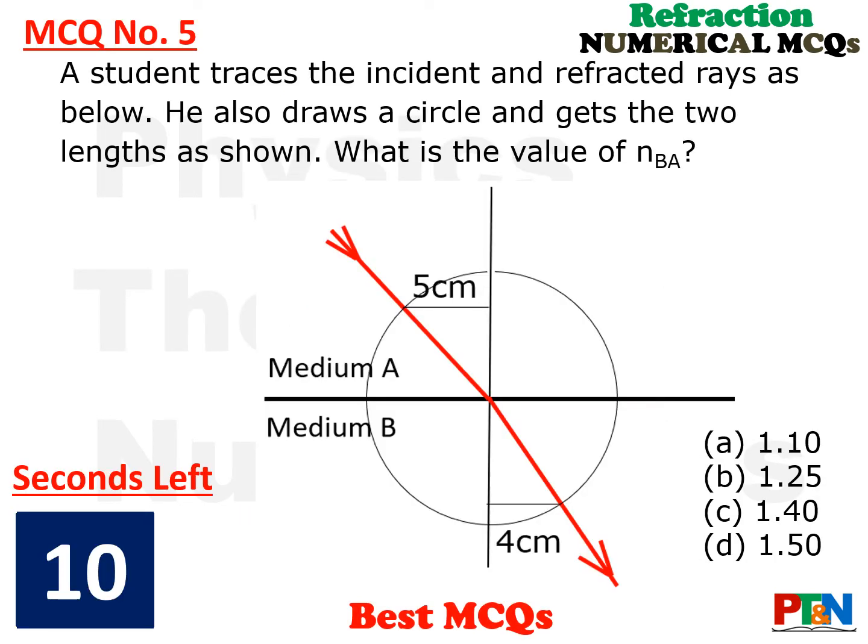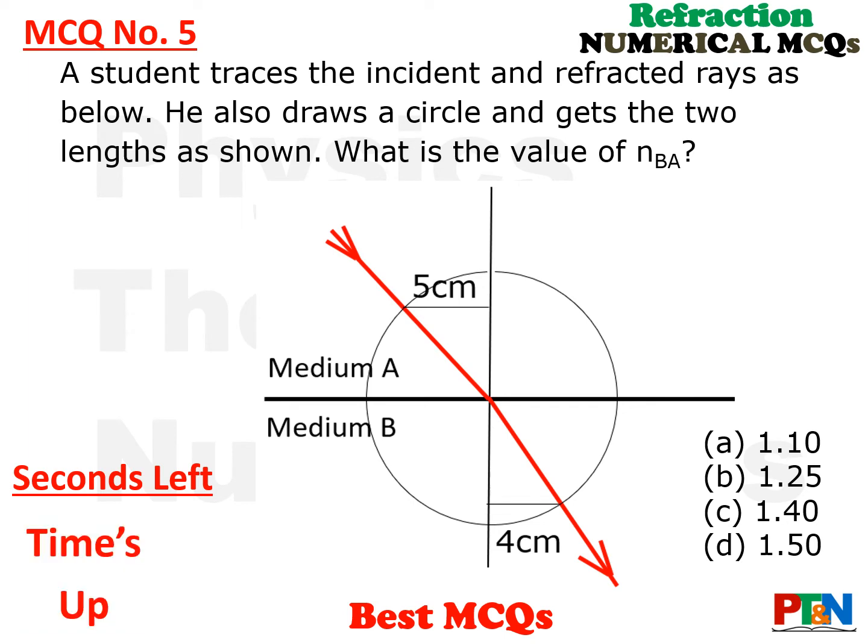Next MCQ. A student has traced the incident and refractive rays as shown in the diagram. He also has drawn a circle and got some lengths as shown. Now what is the refractive index of medium B with respect to medium A? 10 seconds time. Timer starts now. Time's up. Let's see the answer.